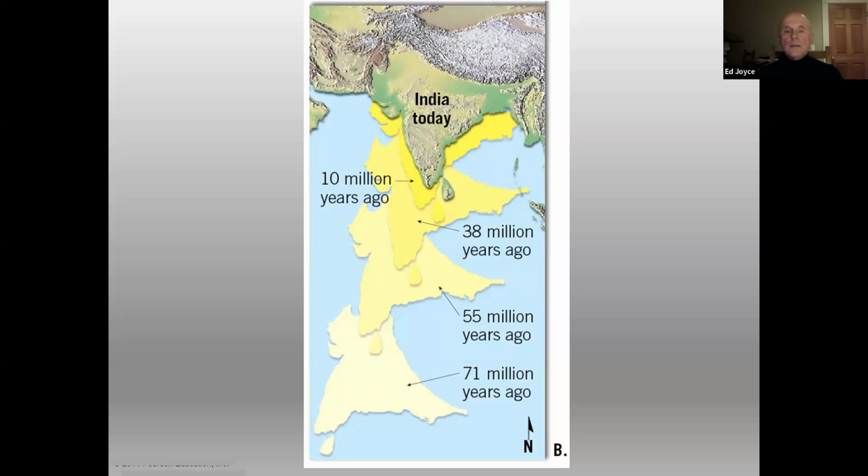What happens? Neither body wants to go under, and what happens is both plates go up, and that's exactly what has happened to India. And here we see a little cartoon of India moving north, and the cartoon starts at about 70 million years, and eventually it bangs into the Asian plate. Both plates go up, creating the Himalayas.